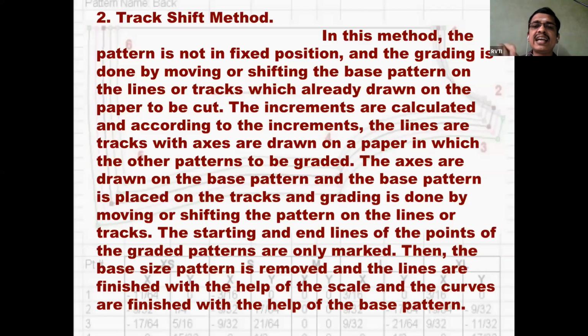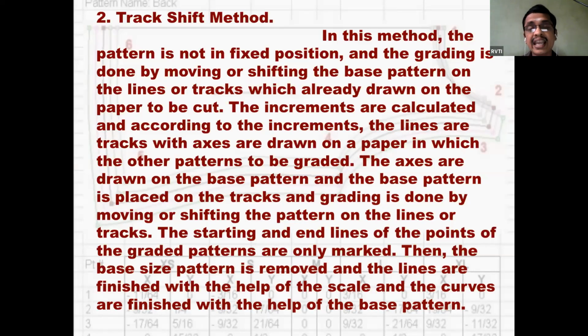And that is known as graded points. Somebody may say that they are cardinal points. So for each and every point, we should know how much increment we have to apply. Then after that, we have to draw the axis on the pattern, and we have to keep one fresh paper where we are going to cut the M size or L size pattern.